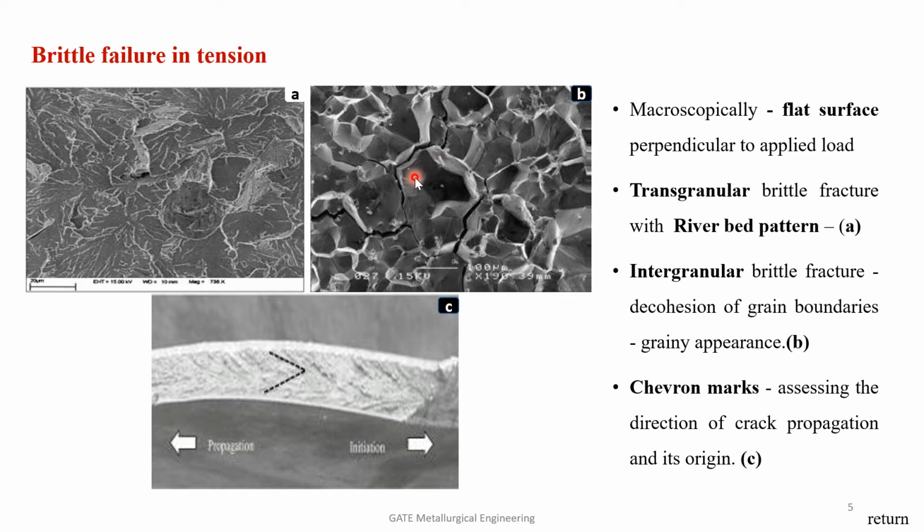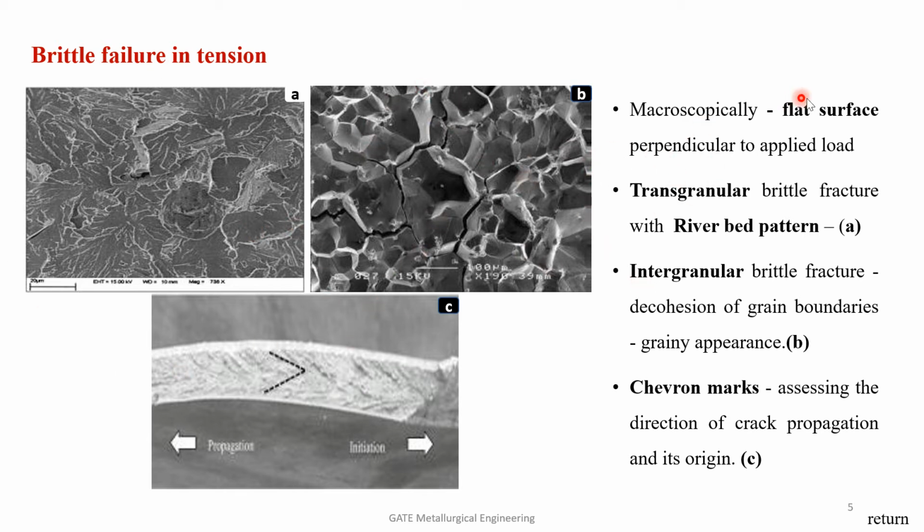And also we have already seen that in case of ductile materials, it will give a cup and cone like structure at the fracture surface. But for a brittle material, when we are subjecting it to tension, it will have a perfectly flat surface that is perpendicular to the applied load. So that is about brittle failure in tension. And also if you are observing the fracture surface, we will be seeing certain V-shaped marks or chevron marks. These chevron marks will help us in assessing the direction of crack propagation. So please do keep in mind, brittle failure in tension gives rise to the riverbed pattern or grainy appearance.